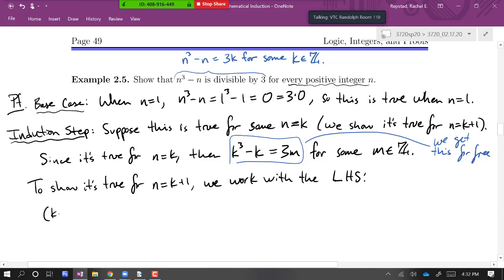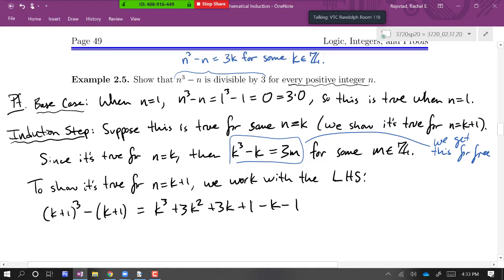So (k+1)^3 minus (k+1). And in fact, I'm going to just expand this out, right? So (k+1)^3, I'm going to use Pascal's triangle to help me. You could do all the FOILing if you want, but it'll end up being k cubed plus 3k squared plus 3k plus 1, and then I'm going to distribute that minus, so minus k minus 1.